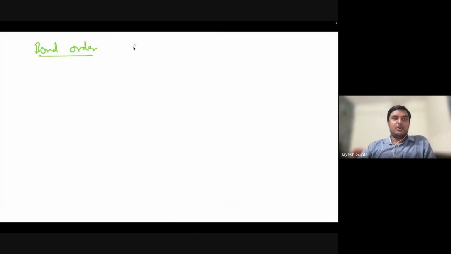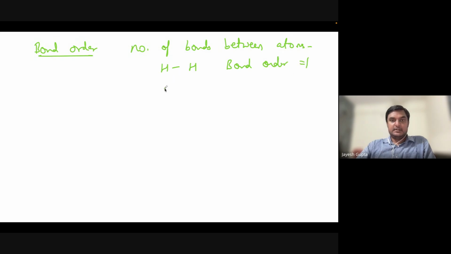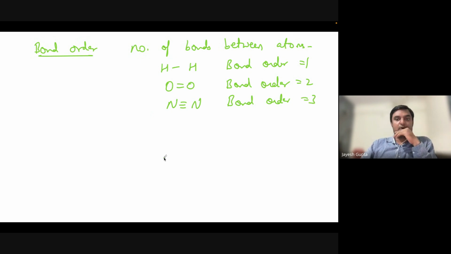So bond order simply is the number of bonds between atoms. So if I write H single bond H, bond order I will get 1. If I write O double bond O, bond order I will get 2. If I write N triple bond N, bond order I will be getting 3. So in this way bond order is written with respect to other molecules.